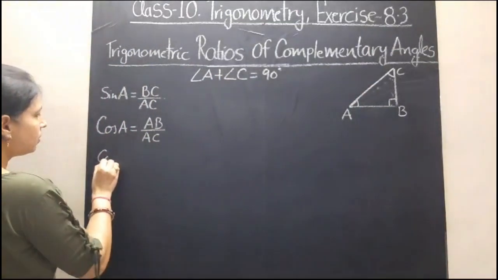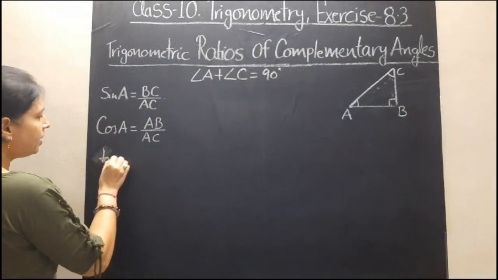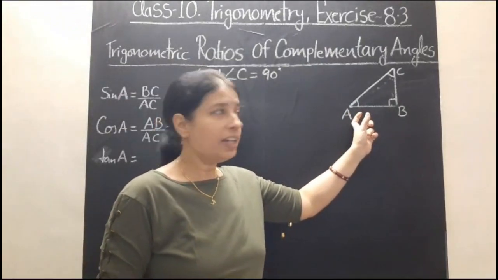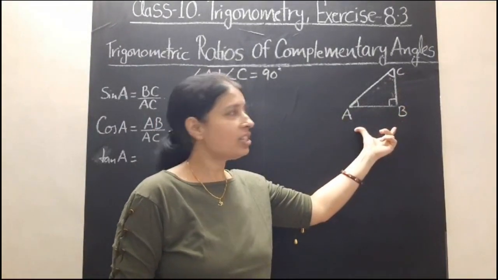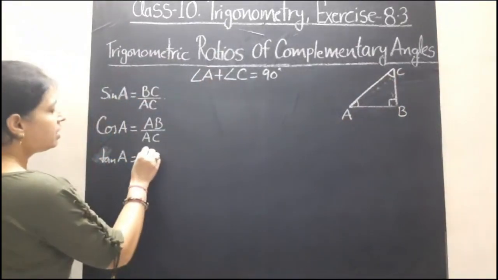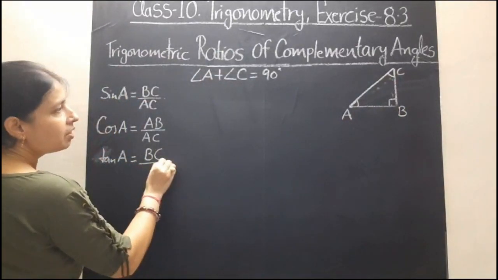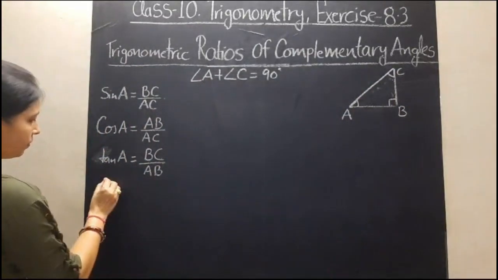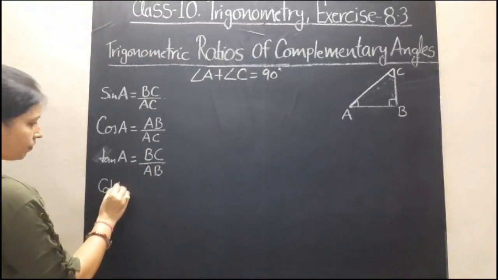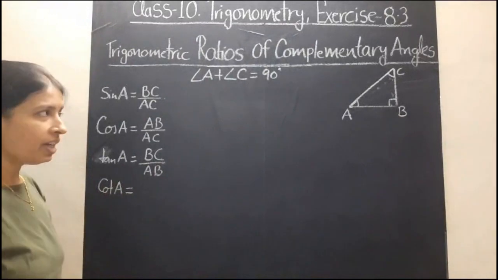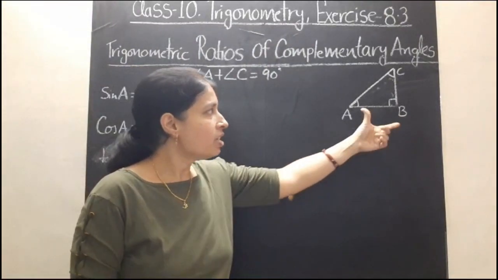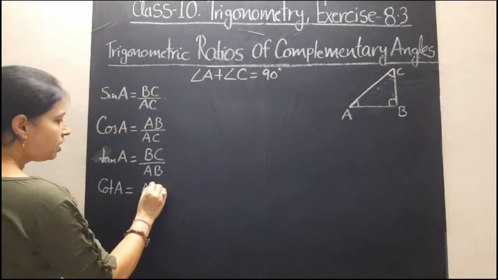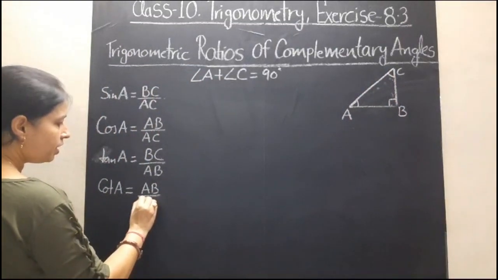Then cot A, then tan A. First write tan A. What will be tan A? For this angle A, perpendicular distance BC divided by base AB. Then cot A. What is cot A? Cot A will be base by perpendicular distance. So base AB by perpendicular distance BC. So write AB by BC.